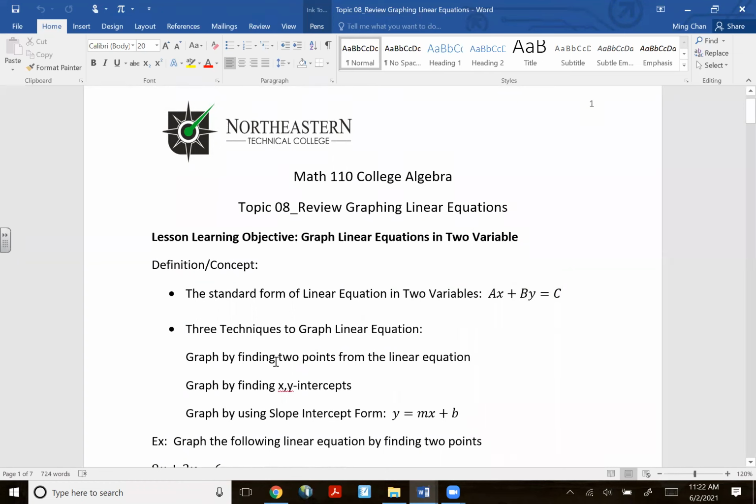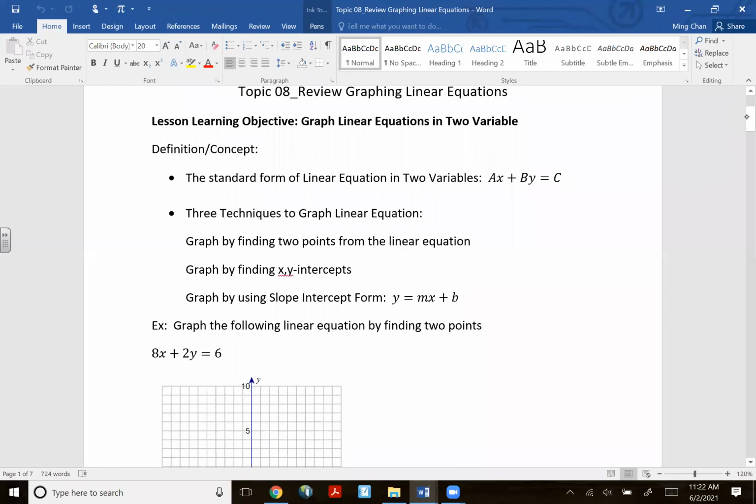We can graph our equation by finding 2 points. We can actually graph it by using x and y intercepts, or we can use this thing called the slope intercept form, y equal to mx plus b. So there are three techniques. I'm going to quickly show you how to do all three techniques. So, graph the linear equation by finding 2 points.